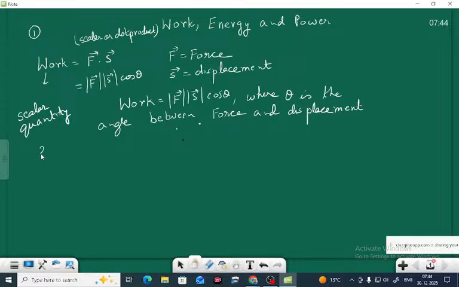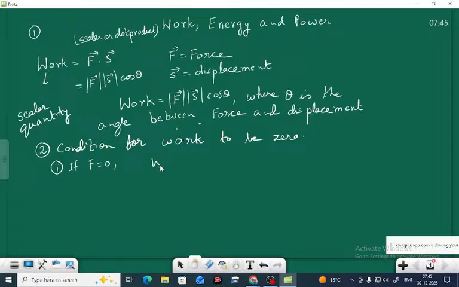Number 2, conditions for work to be 0. What are the conditions so that the work can be 0? There are 3 conditions. Number one, if force is 0, then work will also be 0. Number 2, if displacement S is 0, then work done will also be 0.